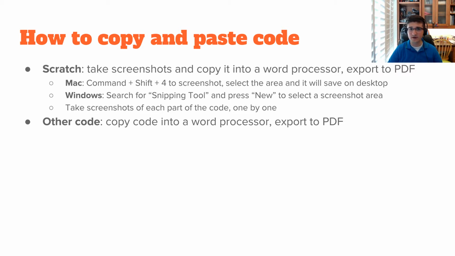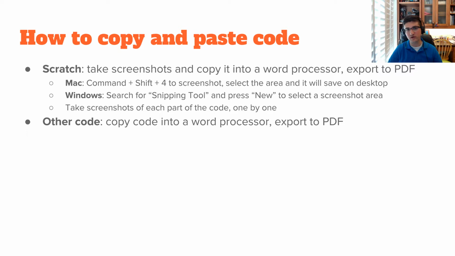Now, how to copy and paste your code. Again, I said if you're not using Scratch, all you need to do is copy, Control-C or Command-C, depending on the computer you're on, paste into the word processor and export it into a PDF, and make sure you add that circle and rectangle. If you're doing Scratch, however, because it's block code, it could be a little more complicated, but don't worry, it's not too complicated. All you need to do is take screenshots of all your code and then copy the pictures into a word processor and then finally export that to a PDF.